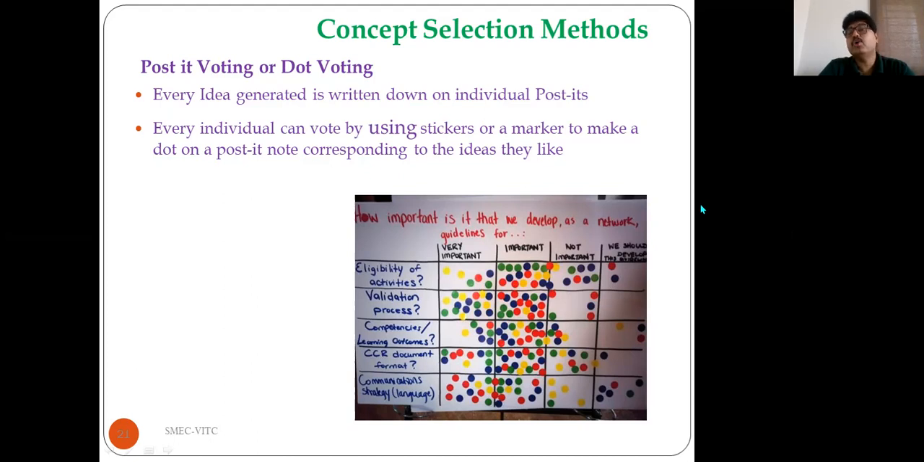Coming to the selection process still more, the ideas that are put forth are going to be put across for voting among the team members together, to mention which one they feel is more appropriate, which one is more attractive, either by dot voting or post-it voting, where every idea that is written is going to be included in the voting process. Similarly, every individual can vote by using either stickers or markers to make a dot or post-it note corresponding to the ideas they like. So this is about post-it and voting procedures.